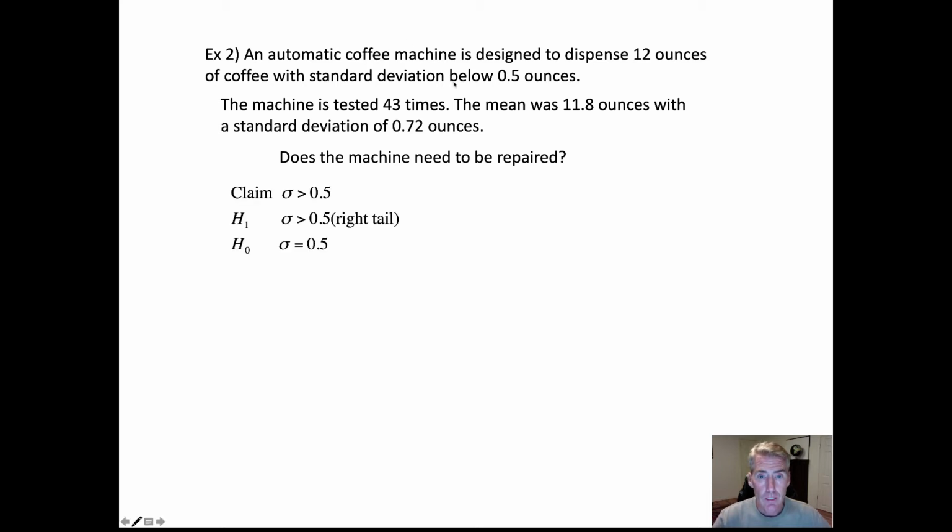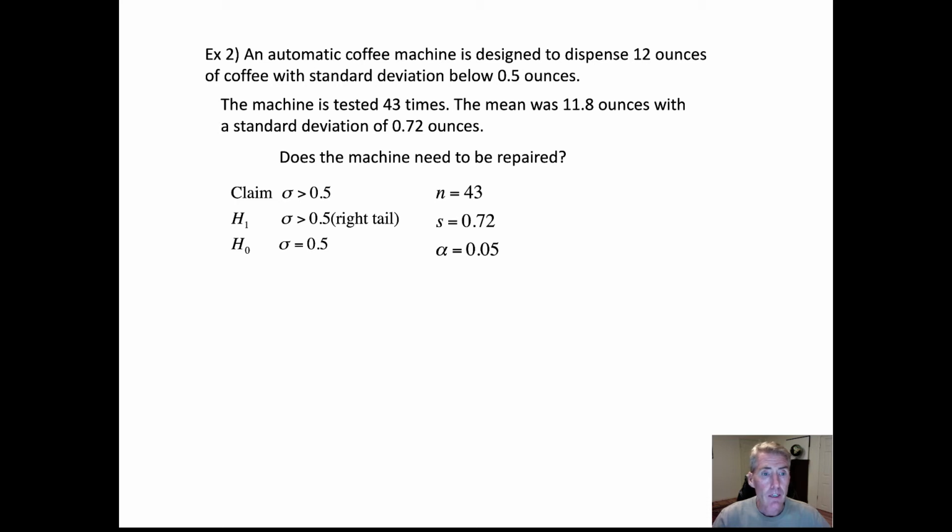It's supposed to be a standard deviation below 0.5. But is it out of control? Is it above 0.5? If it's above 0.5, then it probably needs to be repaired. This was based on just 43 times. Is that enough evidence to prove that yes, in general, the standard deviation is going to be above 0.5, and yes, it needs to be repaired? Or if you got a lot of money, just replace it, buy a new one. So, write down the sample information.